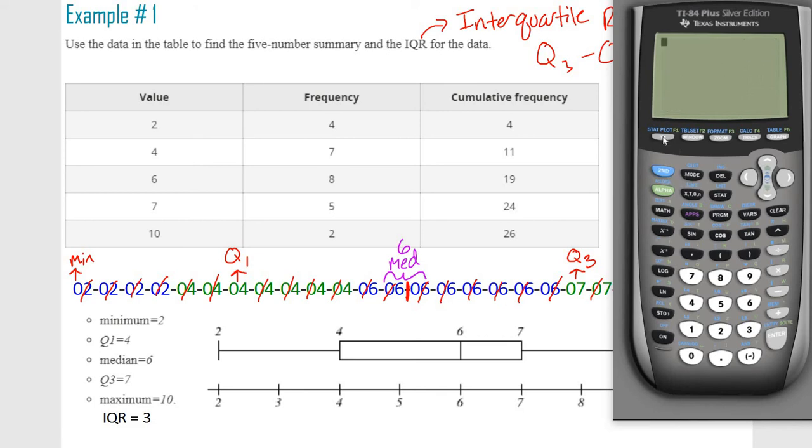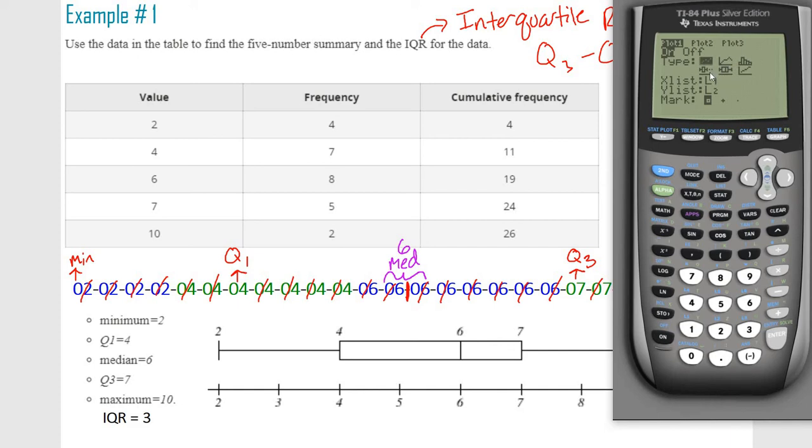First, I'm going to make sure my equations are cleared. Oh, yep, got to clear those. Then I'm going to go to my stat plot. So second, Y equals. I'm going to go to the first one and turn that one on. I want to make sure I hit enter and make sure the On is the one that's shaded. Then I'm going to select the box and whiskers plot.